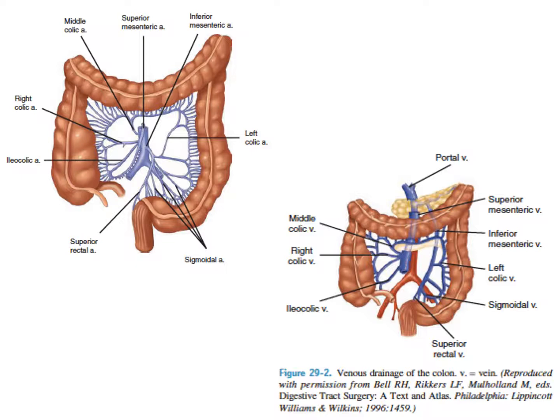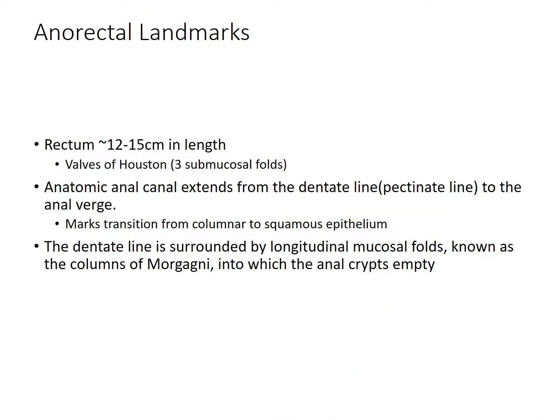Here's your blood supplies. So your artery of Drummond follows the colon margin. Arc of Riolan, kind of hard to see here, but it's just a short segment between the IMA and the SMA. Don't actually think it's depicted here. That's your arc of Riolan.